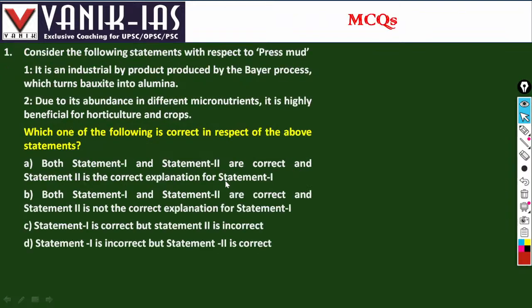Then consider the following statement about the press mud. It is an industrial byproduct produced from the process which burns bauxite into aluminum ore in the sugarcane industry. Due to its abundance in different micronutrients, it is highly beneficial for horticulture and crops. So, coming to the question, which of the statements is correct in respect to the above? So here the answer is, statement 1 is incorrect, but statement 2 is correct. So answer is D.